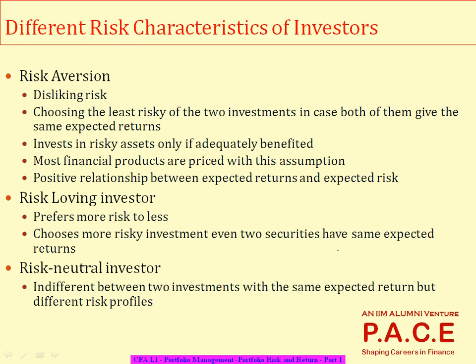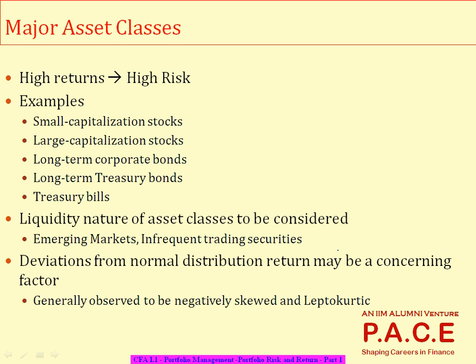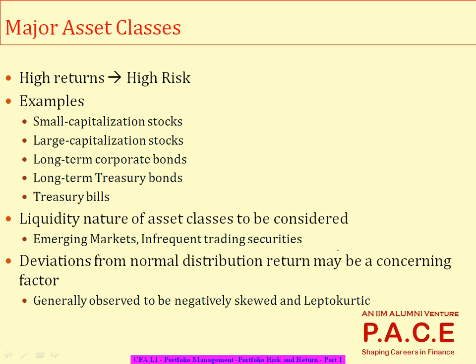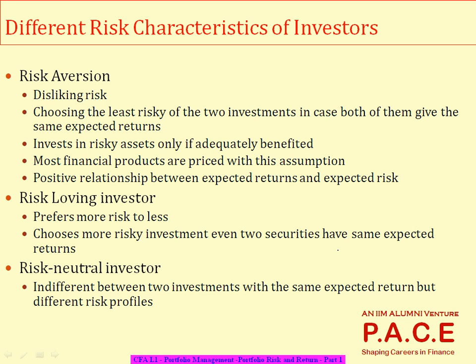Now, these are the return side. Returns-wise, we are looking at different classes or types of returns and how to compute the various calculations. Now, from a risk standpoint, let's look at the investors. Investors can be classified into three categories: risk averse, risk seeking, and risk neutral. Risk averse are general investors. Most of the investors are risk averse.